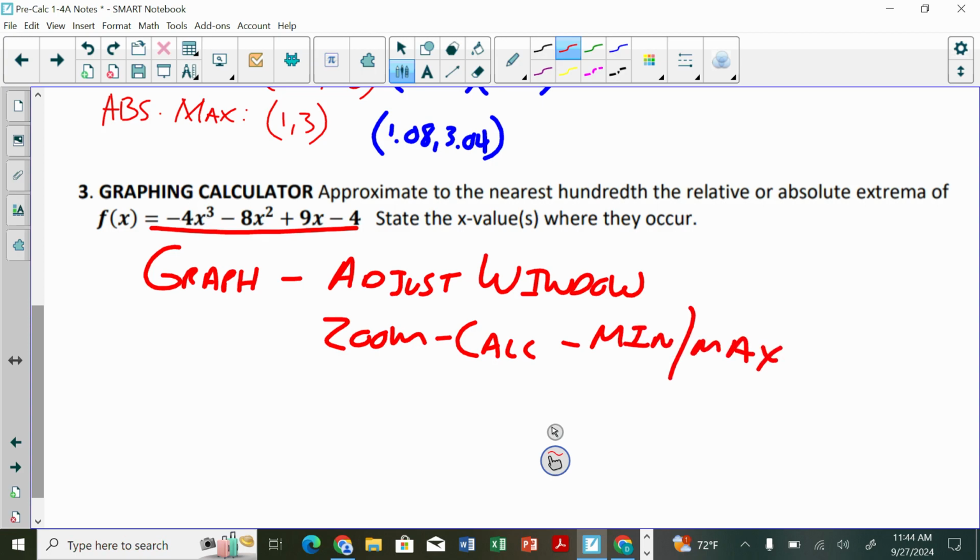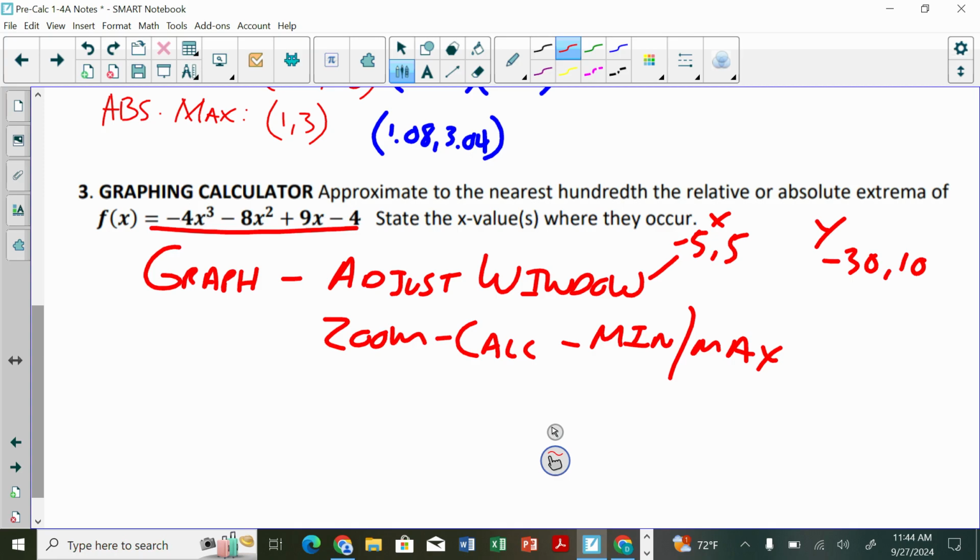Okay. And I think just to tell you on your window, I think the best way to go is maybe on your X, go -5, 5. For X, and then for Y, go -30 and 10 for your min and max on your windows, and that might give your graph a little better picture.